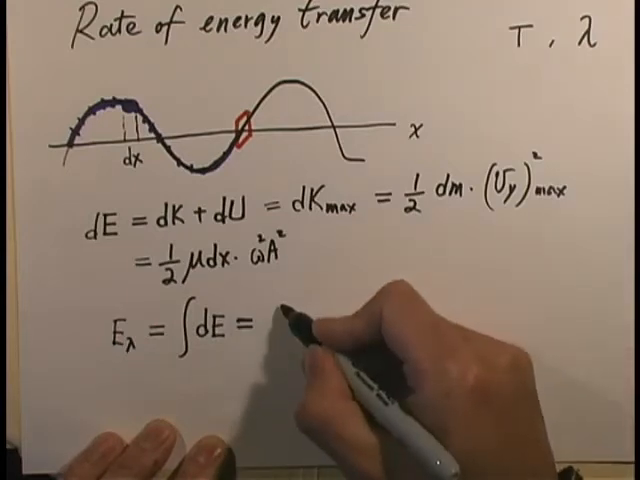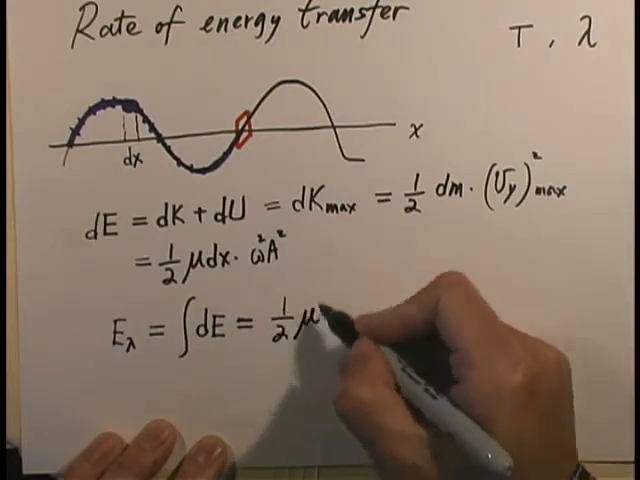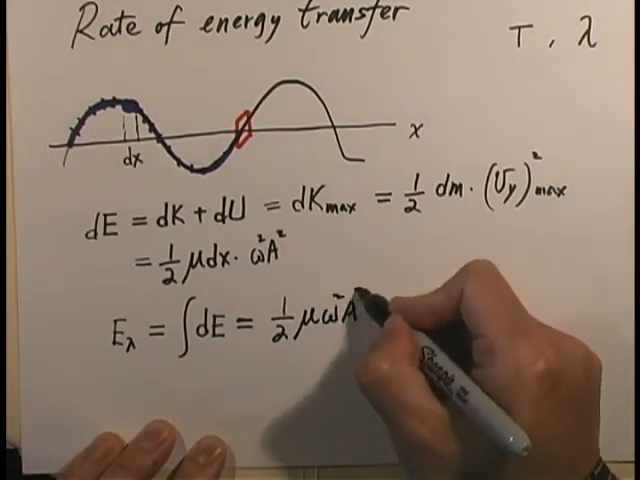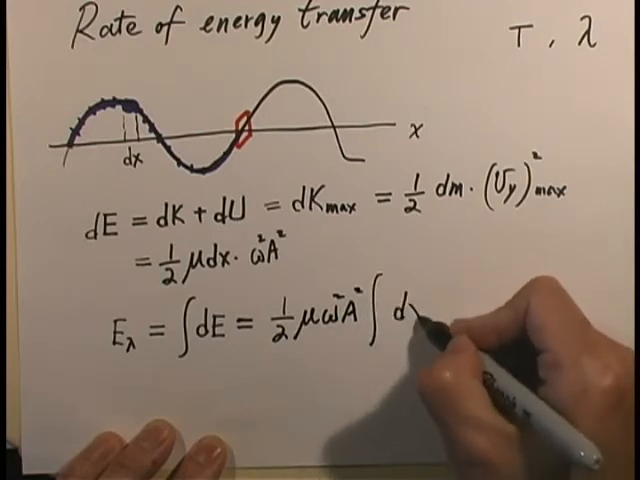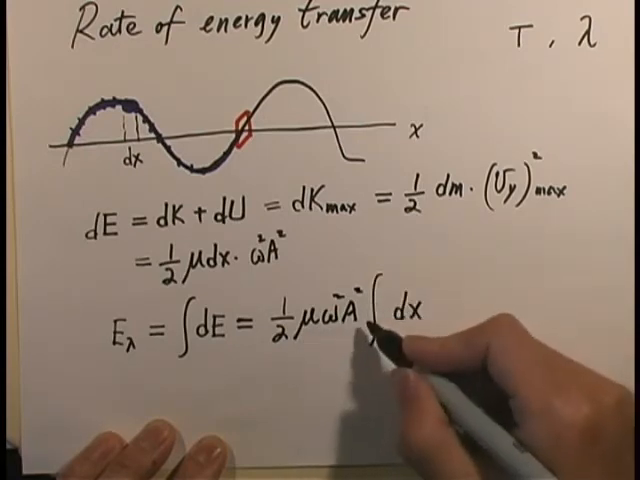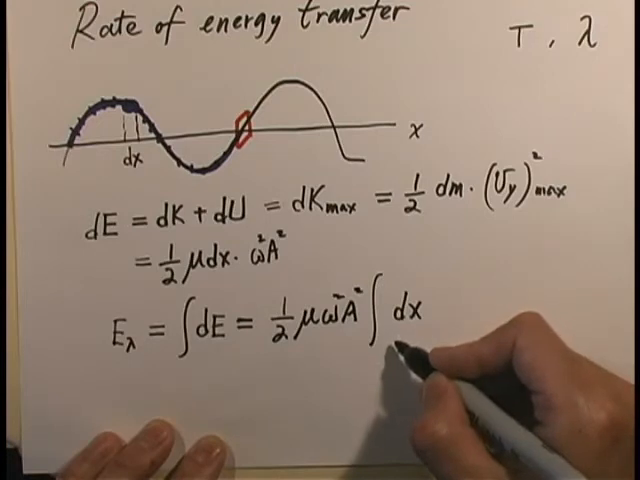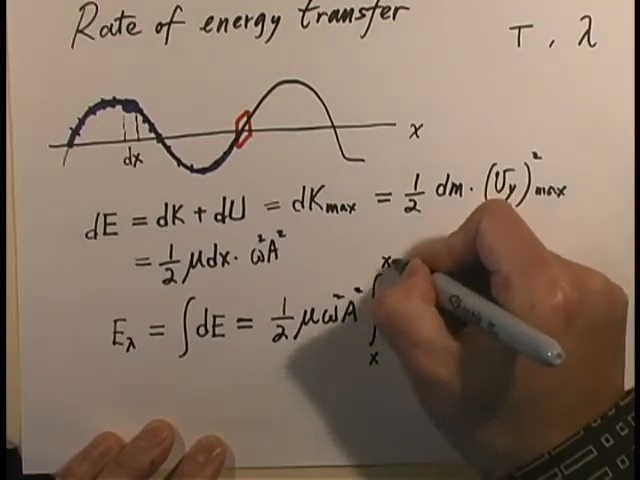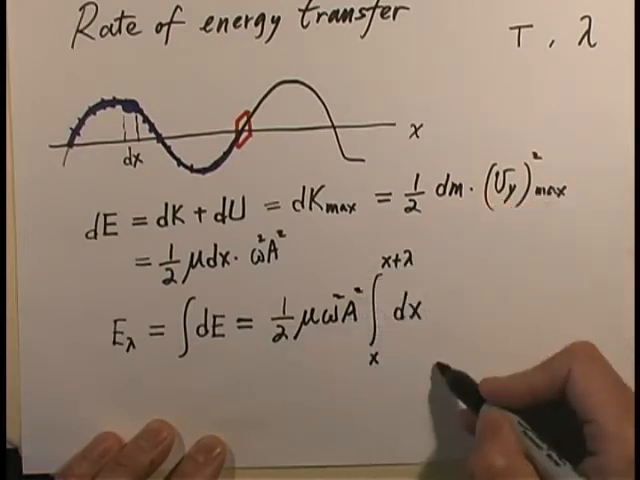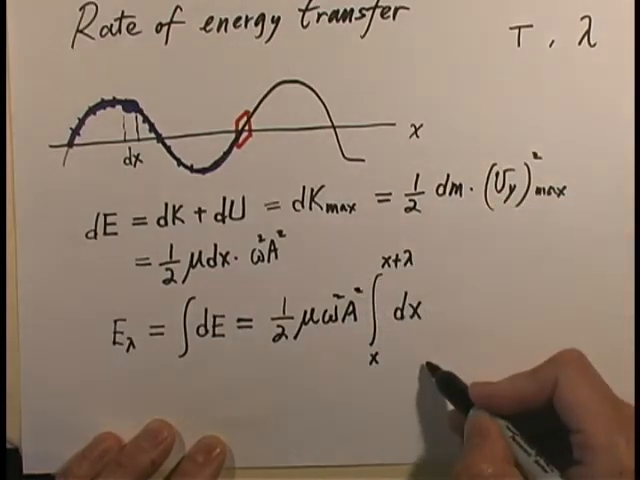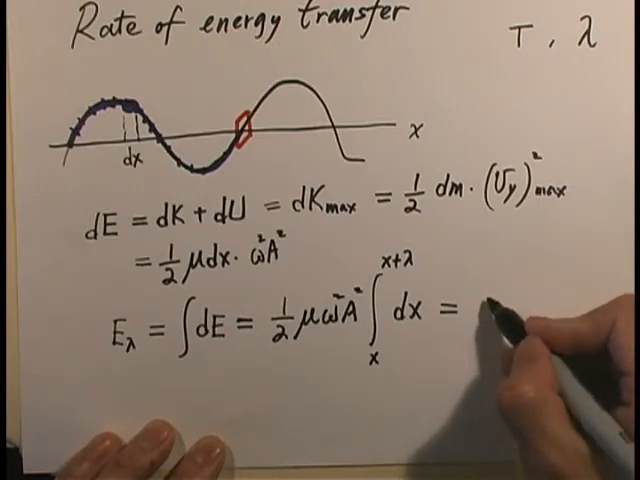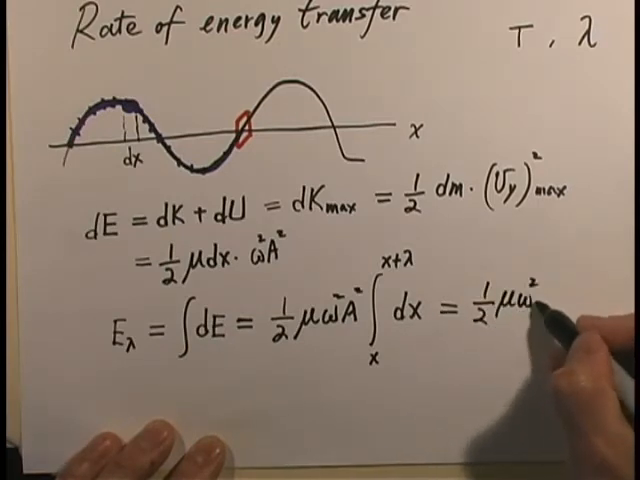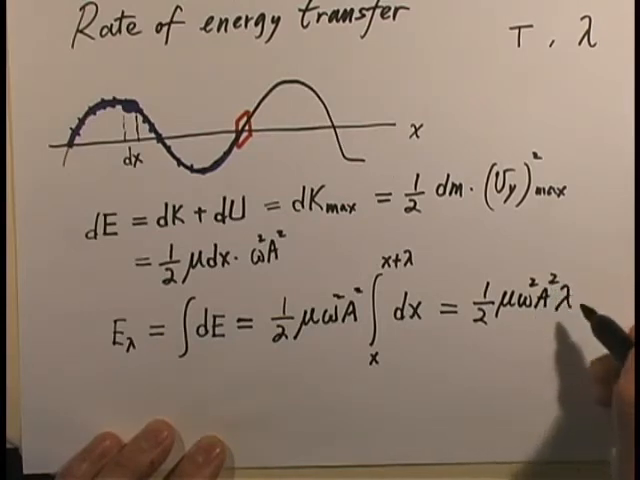Okay, so it is 1/2 mu. I'm taking all these constants out. Mu omega squared a squared, and then dx, right? This is the only thing that you have to integrate over. All these are constants. You must integrate dx over one wavelength, so you can go from any x to x plus lambda, over any one period. Okay, now that of course is just lambda, isn't it? So we can get our final answer so quickly. 1/2 mu omega squared a squared lambda.